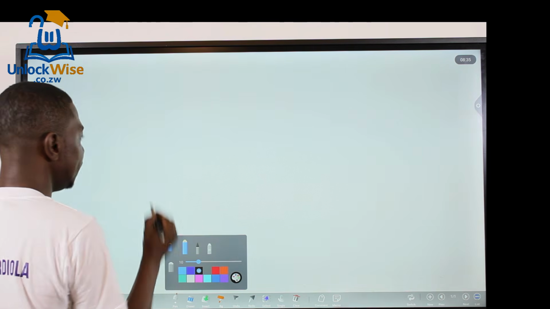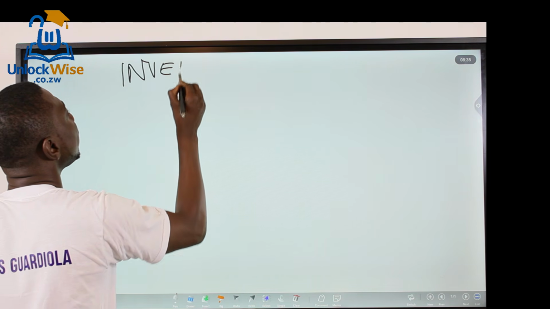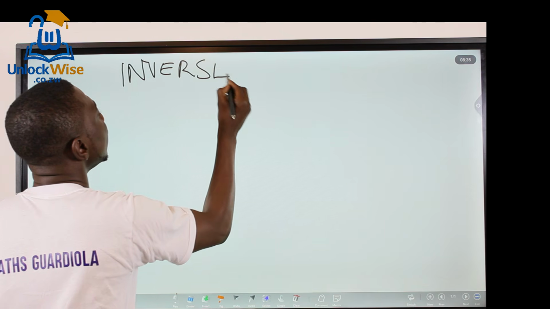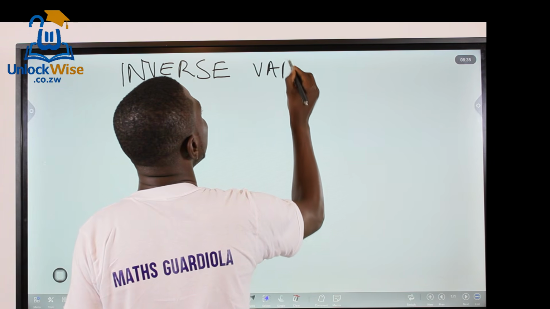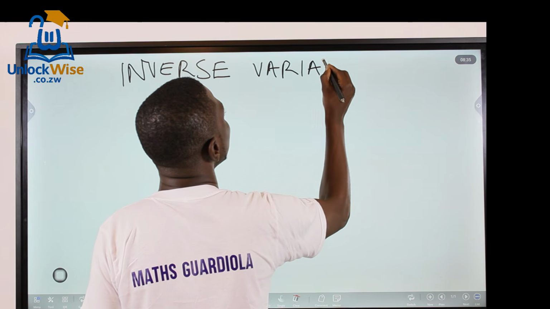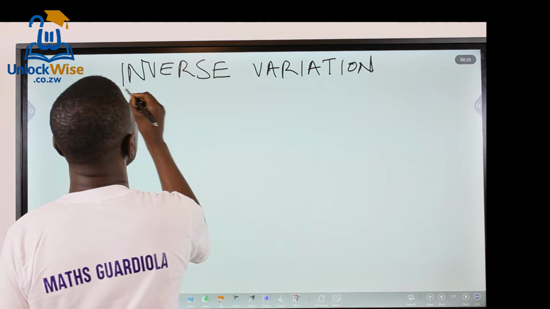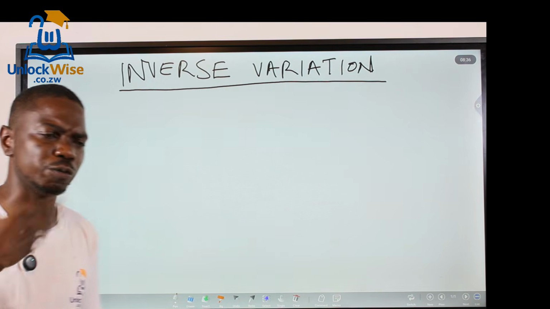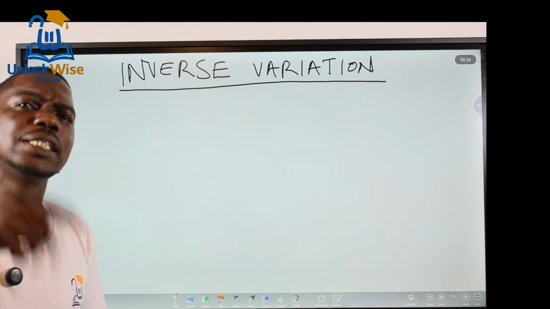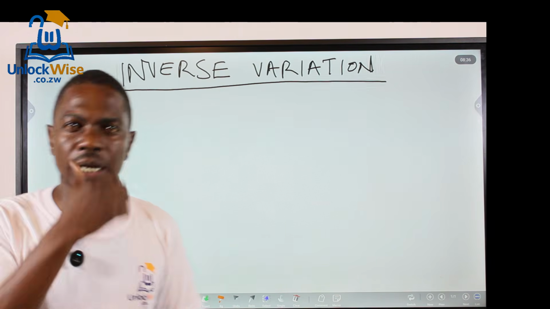Inverse variation. Now, for inverse variation, as one quantity increases, the other one will be decreasing.